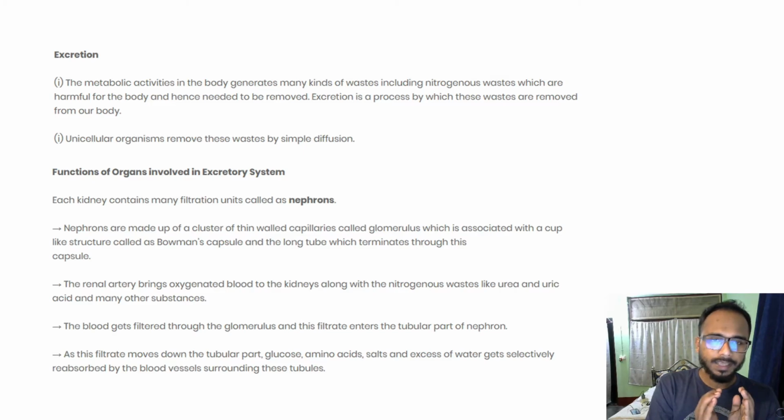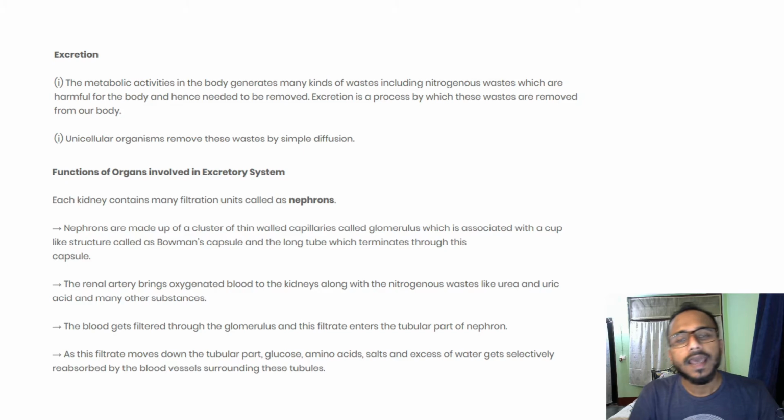Each kidney has many filtration units. That means small filters. Those are called nephrons. Now each nephron is made up of many thin-walled capillaries. That means many small tube-like things, very tiny, thin tubes called glomerulus, which is connected to a bowl-like, cup-like structure called the Bowman's capsule, and the long tube which terminates through this capsule.